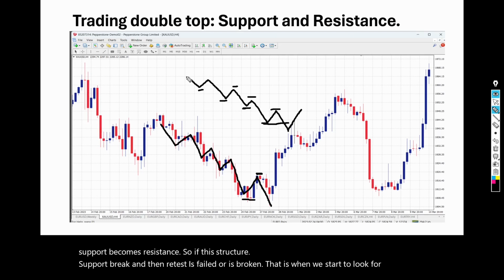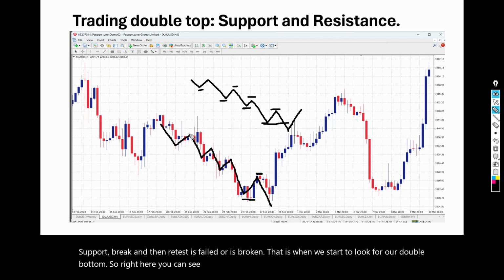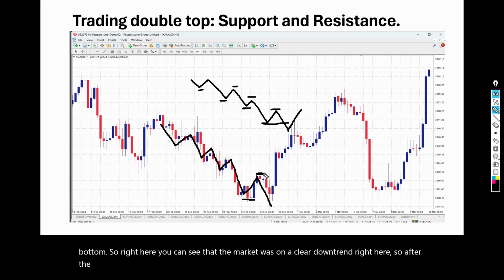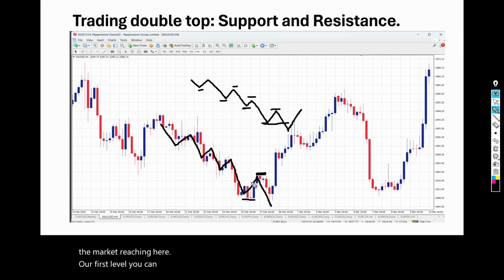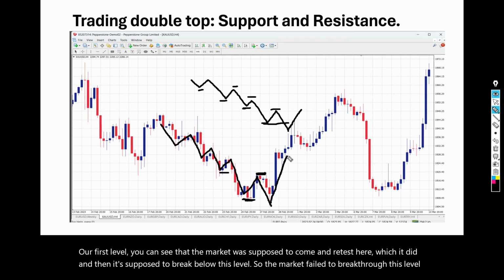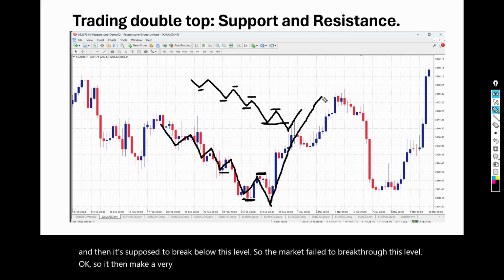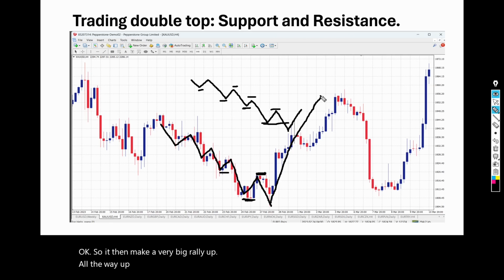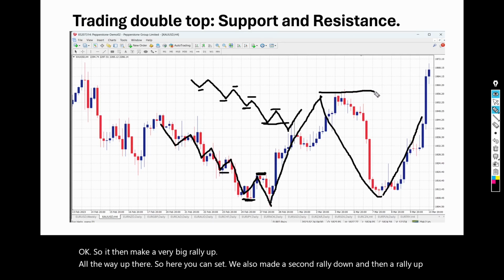a double bottom. So right here you can see that the market was in a clear downtrend. After the market reached here, our first level, the market was supposed to come and retest here, which it did, and then it's supposed to break below this level. But the market failed to break through this level, so it then made a very big rally all the way up there. Here you can see that we also made a second rally down and then a rally up. So this is supposed to be our neckline.